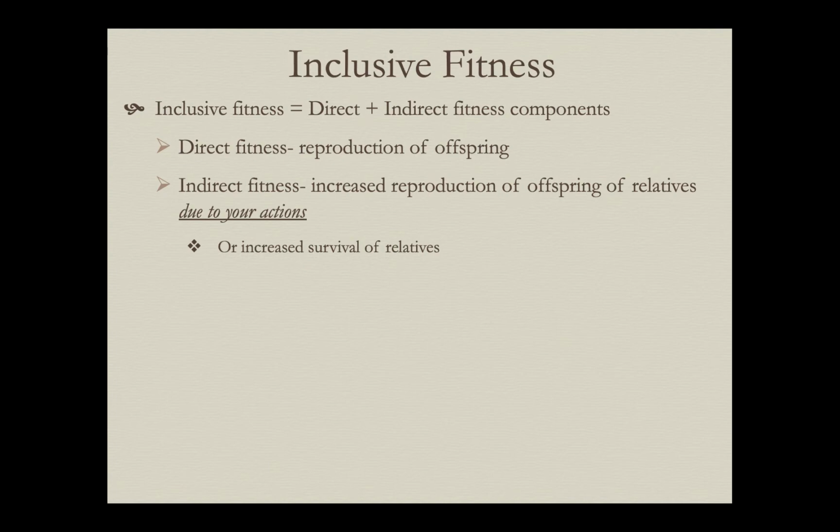Indirect fitness is the idea that you can also gain fitness by increasing the reproductive capacity of offspring of closely related individuals. If you can do something due to your actions that greatly increase the reproductive success of close relatives, well, you're passing on more copies of your genes. Another way of looking at this, if you can save the life of a number of individuals that are closely related that would have died, as long as those number of genes are greater than the 100% of genes that you share with yourself, that would also be a benefit from the indirect fitness.